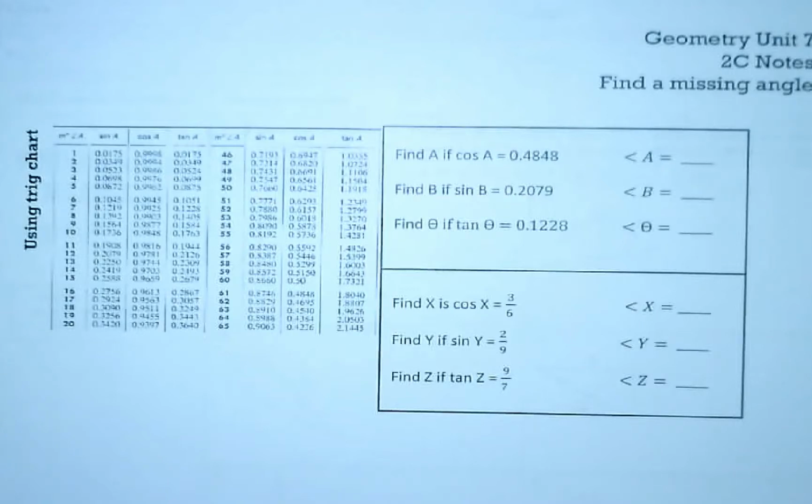Okay, let's begin with the notes for 2C, finding a missing angle. In the last lesson, we showed you the formula or equation on how to find a missing side. Today we're going to find a missing angle.